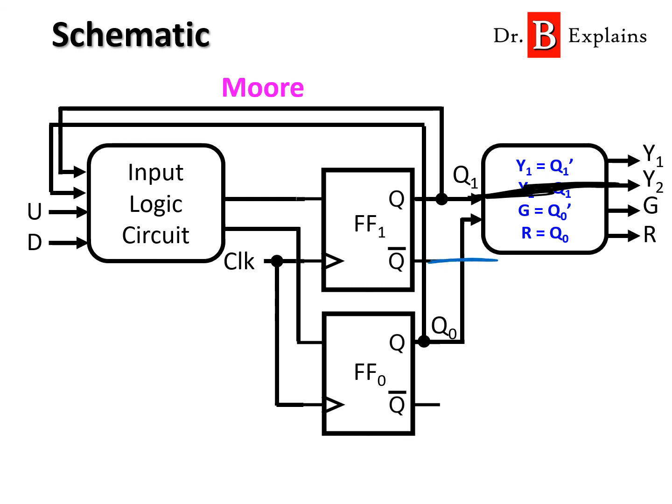That's our this guy, and so on. You get the idea. We don't have gates in the output block. Because why? Because our outputs were very simple.